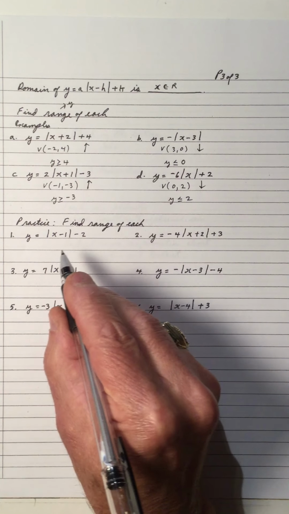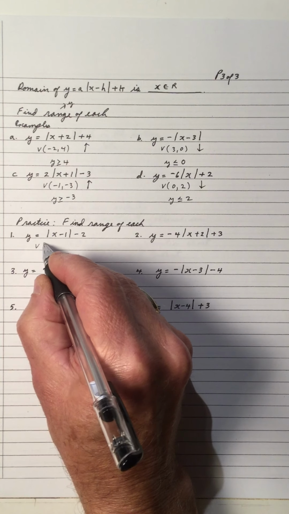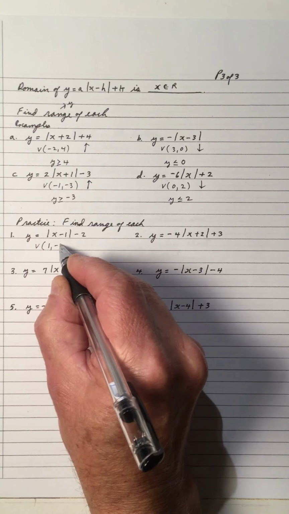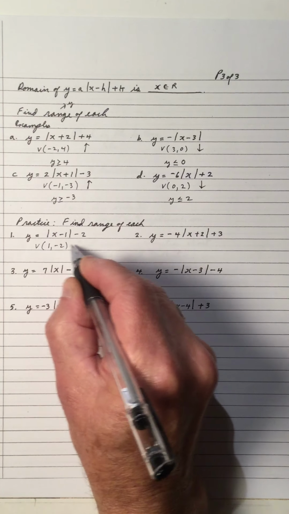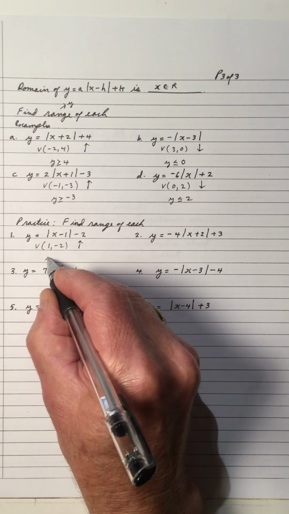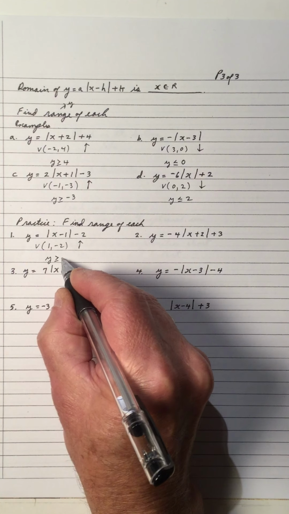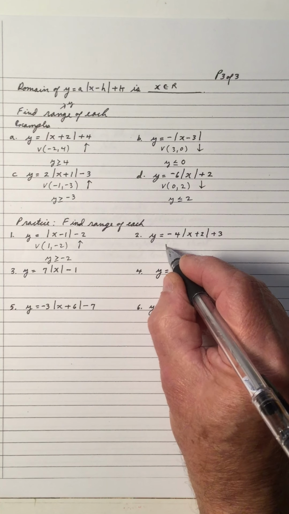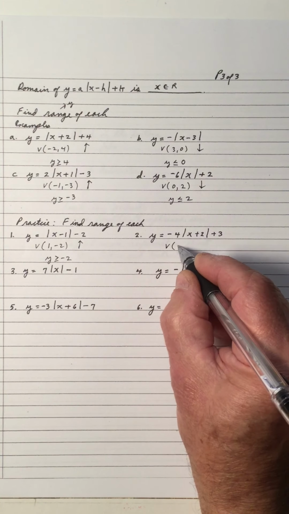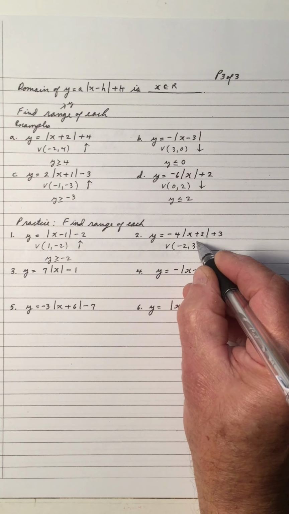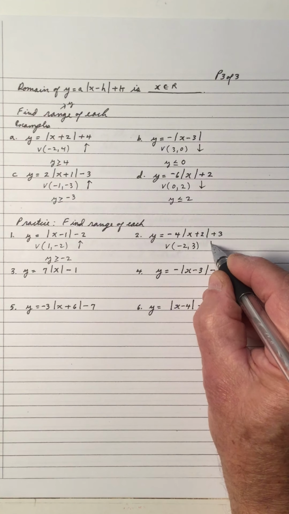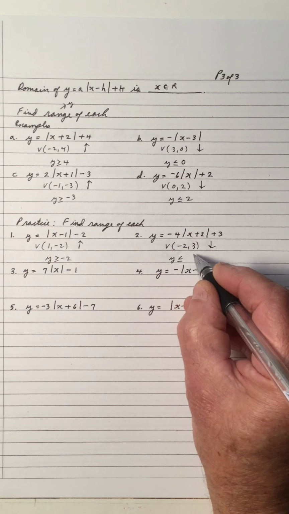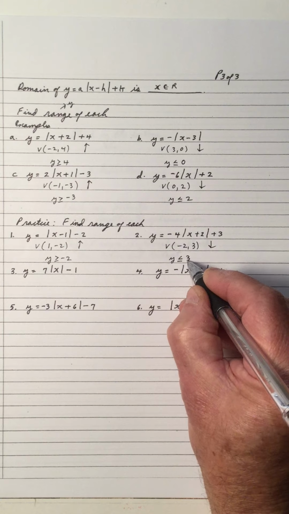Here we go. The vertex is x is 1, y is -2, a is positive, so it opens up. So y is greater than or equal to the y value of the vertex, which is -2. The vertex is x is -2, y is 3. It's a negative, so it opens down, so y is less than or equal to the y value of the vertex, 3.